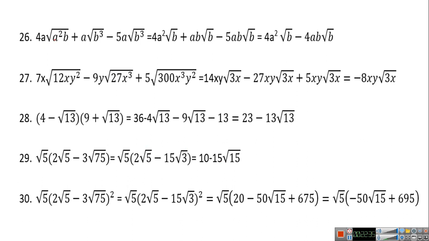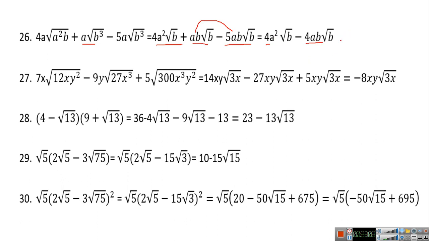Number 26, a squared b, a goes out, so you're going to get 4a squared root b. You can see it here. Here b goes out, so ab root b. Here b goes out, minus 5ab root ab. I cannot add 4a squared to ab, because 4a squared you cannot add it to ab. So maximum I can do ab minus 5ab is minus 4ab root b.